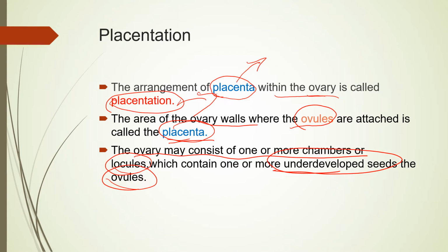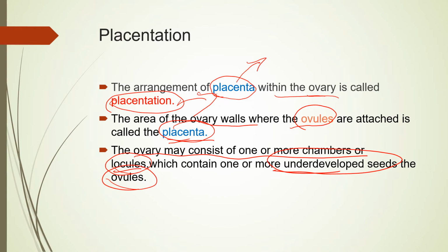Now, is it clear to everyone? The ovary may consist of one or more chambers called locules, which contain many underdeveloped seeds. These underdeveloped seeds, which mature to form fully grown seeds, are called ovules. These ovules are present in the ovary. The area of the ovary wall where the ovules are attached is the placenta, and the arrangement of the placenta within the ovary is called placentation. I think this is clear to you all.